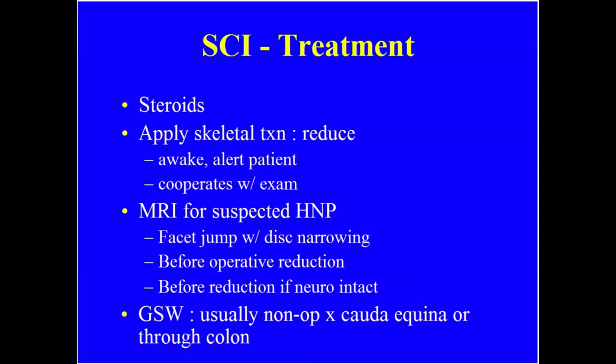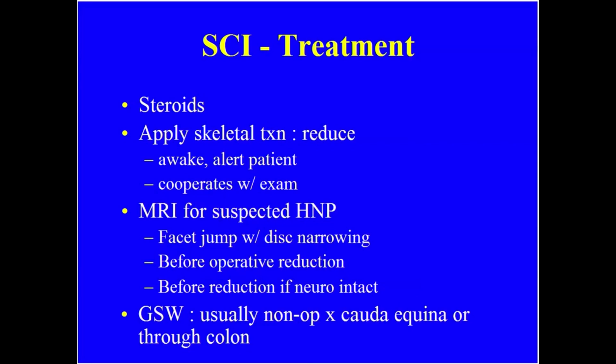When would you consider getting an MRI scan? Well, if you were going to take the patient to the operating room, put the patient to sleep, and either reduce them closed or open, you should get an MRI scan before you reduce that patient, if they have any preserved neurologic function. So let's go through the three extremes. One is if the patient is neurologically totally normal and has a dislocated neck. For that patient, I would always get an MRI scan first because the patient's normal. You can't make them any better. So why not get an MRI scan first, make sure there's not a disc herniation.